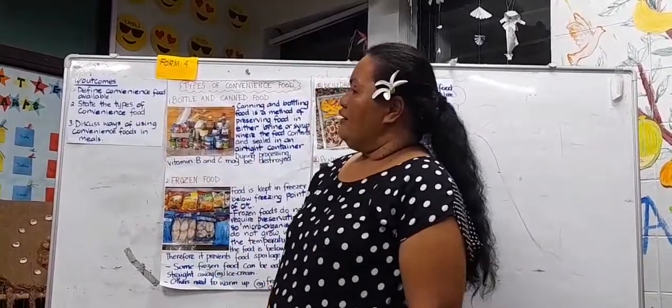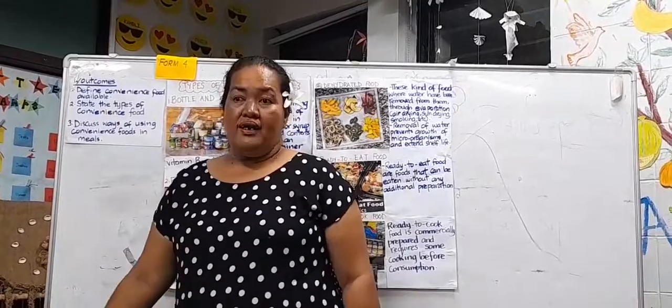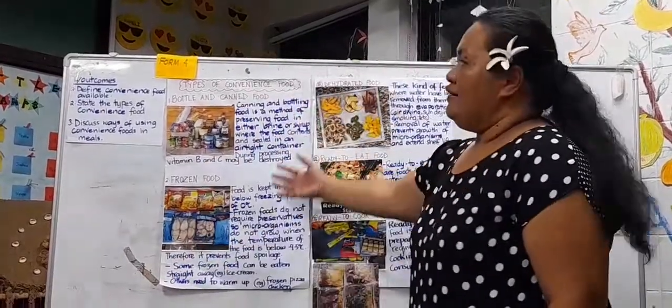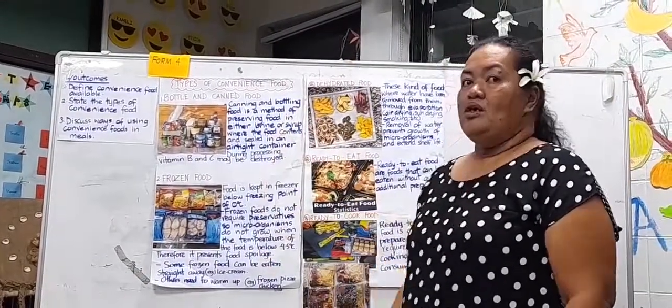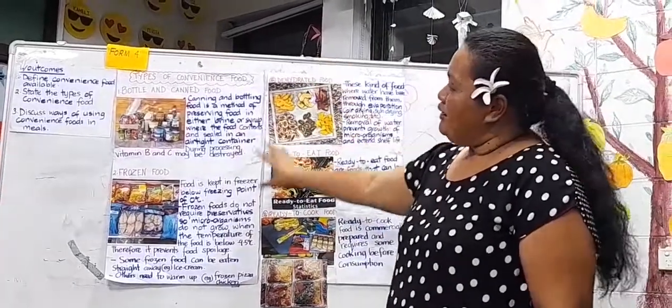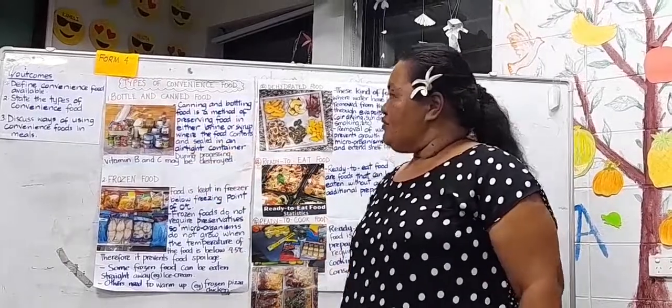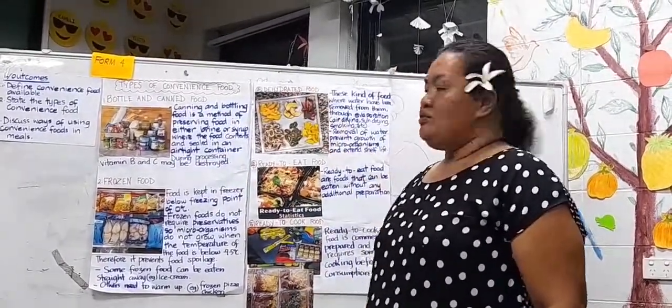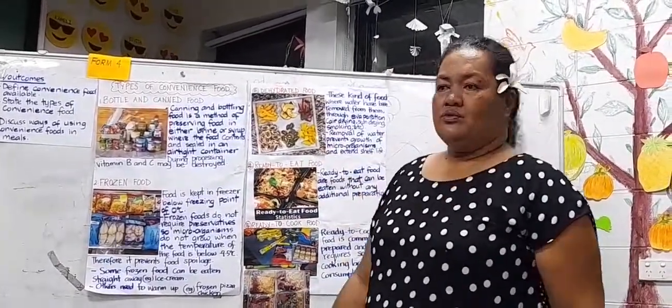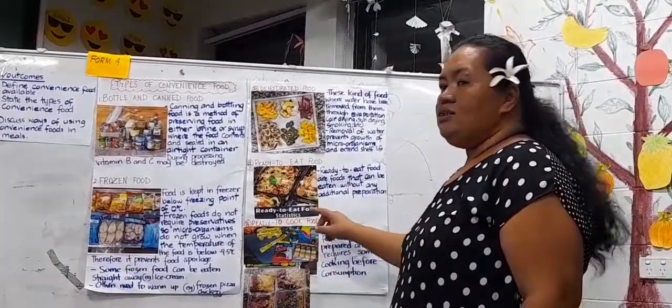The second one, state the type of convenience food. Here are the type of convenience food. We cover 5 types of convenience food: bottle and canned food, frozen food, dehydrated food, ready-to-eat food, and the last one, ready-to-cook food.